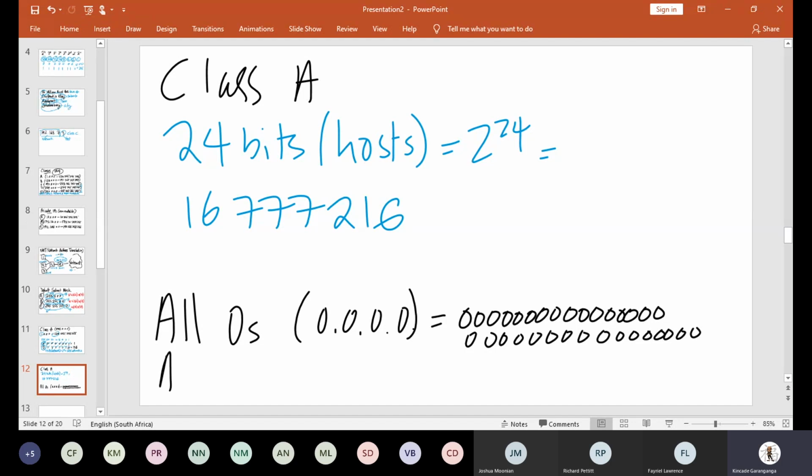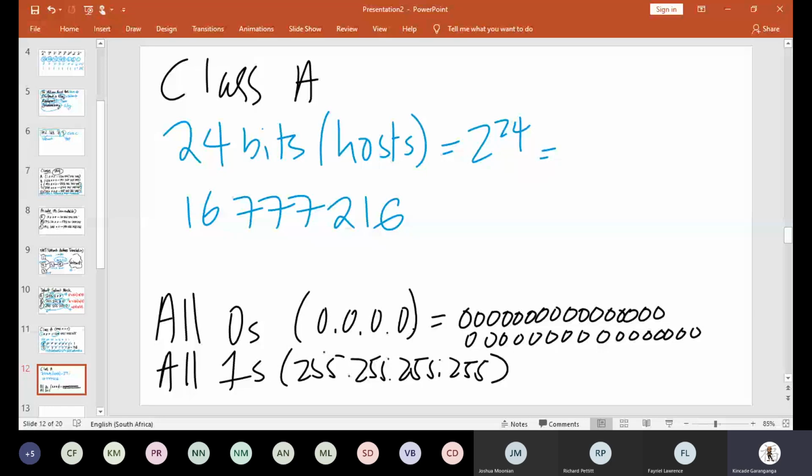And then you can also not have all ones, because all ones would be 255.255.255.255, and remember, this is the same as a broadcasting address, and it's also incorporated in Class E, which is arguably not usable as far as your environments would go. So there will be 2 IP addresses that you won't use in any given IP address range.